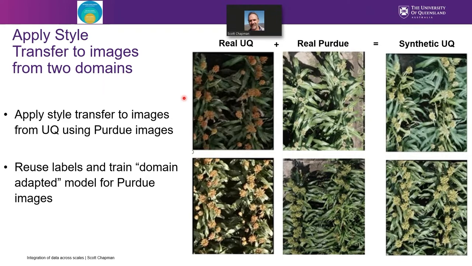And we took a lot of sorghum photos. If you combine them with some real UQ photos and some real Purdue photos in a cycle GAN approach, what you do is produce these synthetic photos where you've got this UQ photo, but with the style of a Purdue image in a different environment. And this is amazingly efficient.